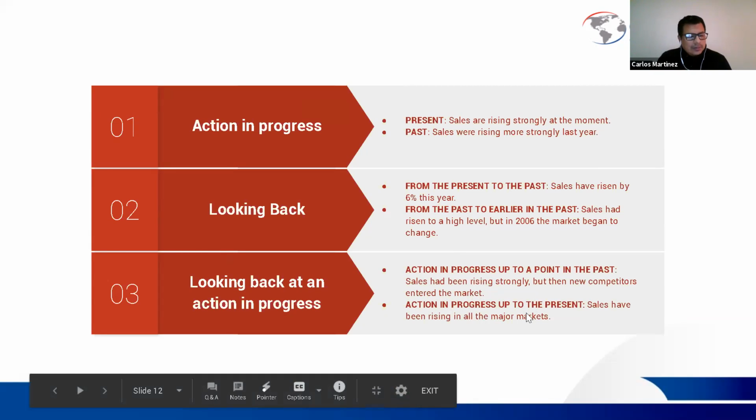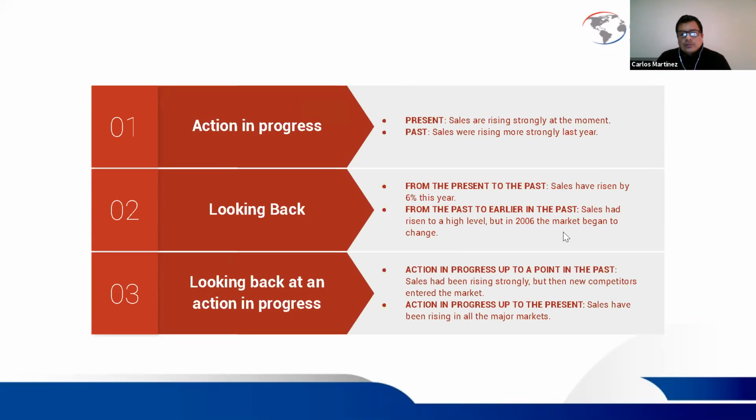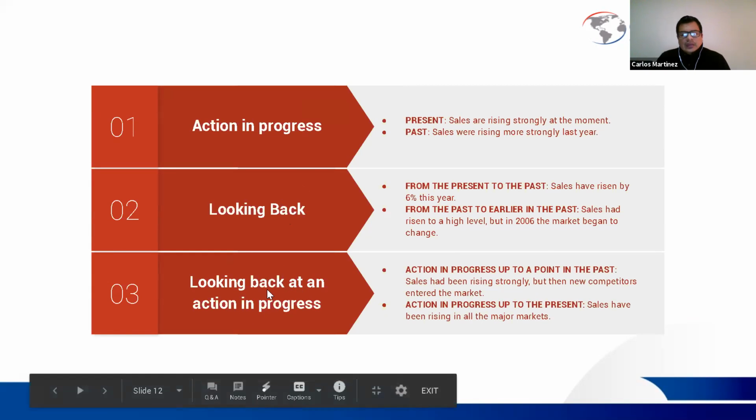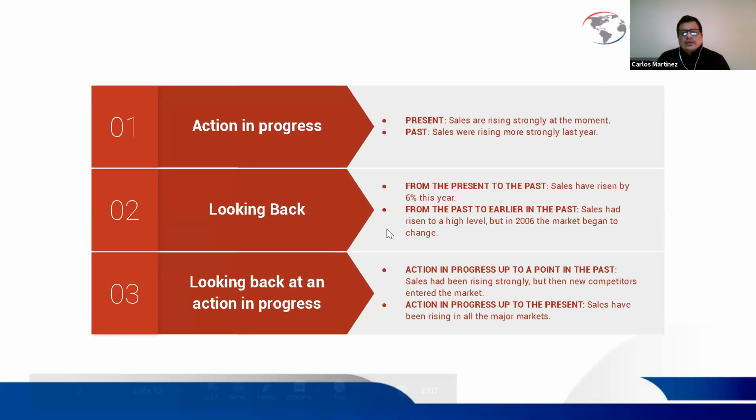So this is how we can apply grammar to how we read charts, okay? For things that are happening in the moment. When we want to look back, when we want to compare with something in the past, and when we want to say that something started in the past, okay? Again, we use the present and the past for things that are in progress. We use present perfect and past perfect when we want to talk about past references.